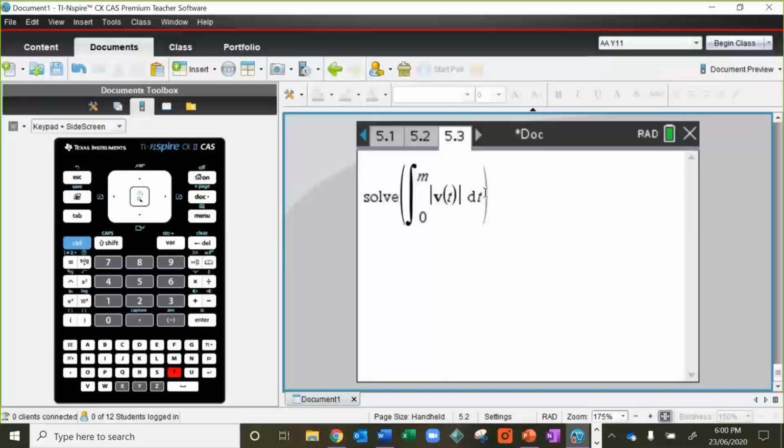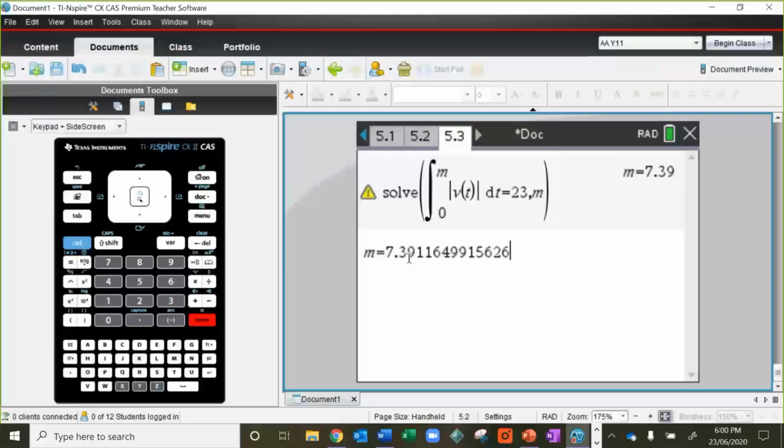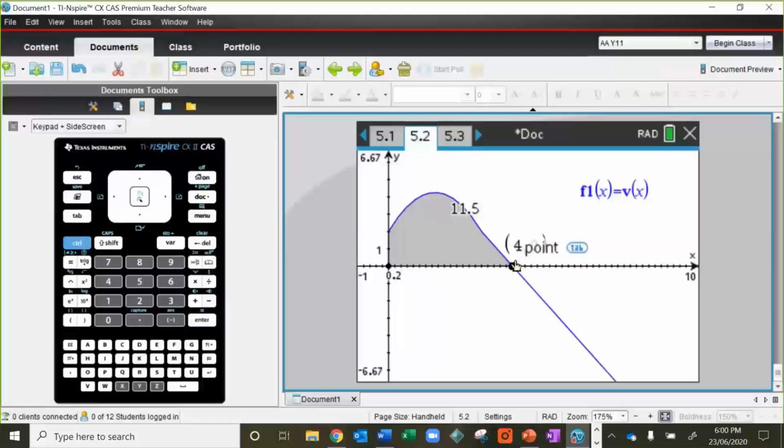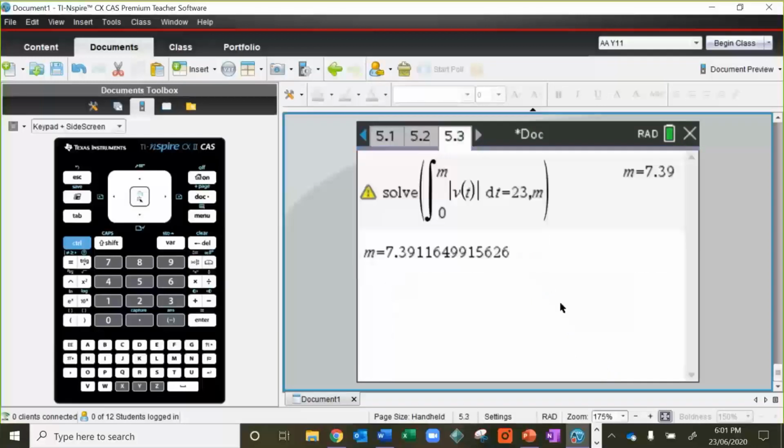and I'll explain in a second, and I will make it equal double this other area, which was 23, and I will solve that for m, which gives me the value 7.391 to 3 decimal places. So what I did, I actually said that if I take the absolute value, the total area will be double this area, because this area here has to be equal to this one. So that is just an easy way of trying to obtain an answer here.